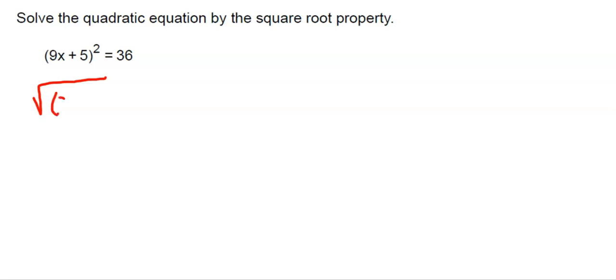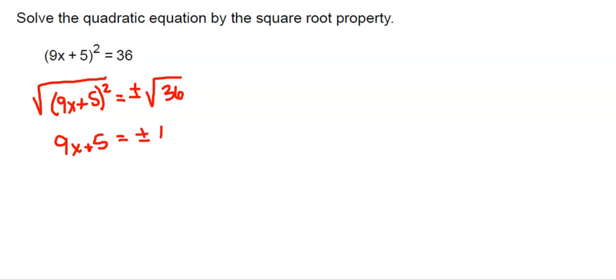So we'll take the square root of the left side, because squares and square roots are inverse operations. That's going to eliminate the square. We'll also take the square root of the right side. Every number does have two square roots, so that's why we have a plus or minus on that right side. On the left side, the square root of that square is just the 9x plus 5. And on the right side, the square root of 36 is 6, so we get plus or minus 6.